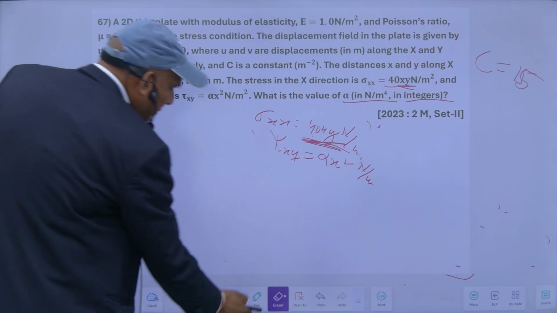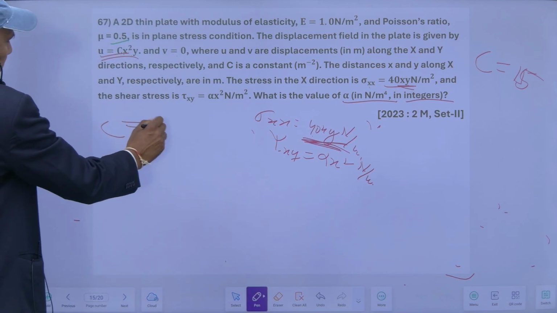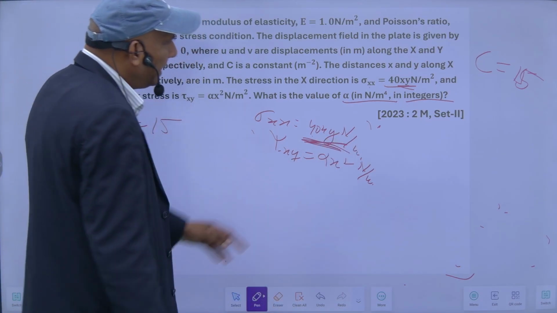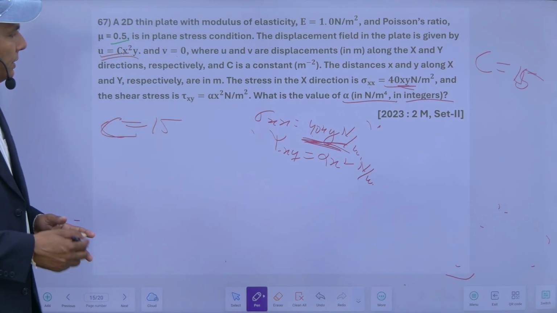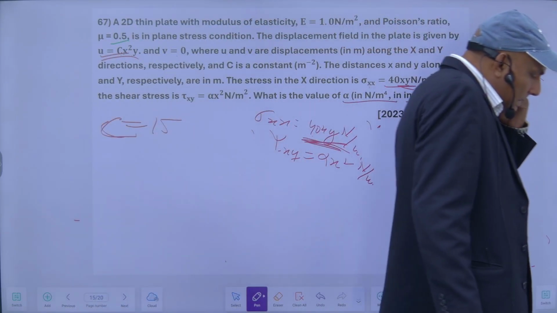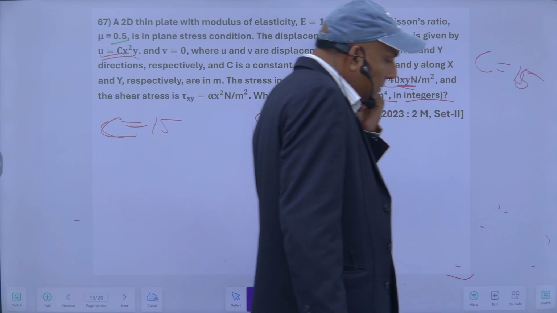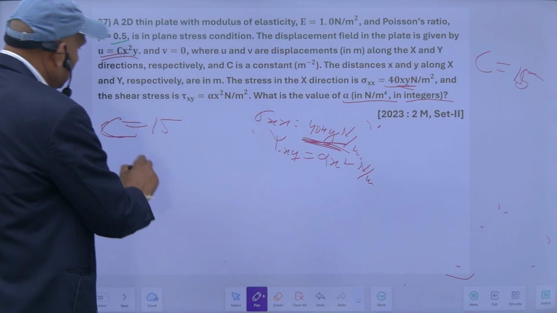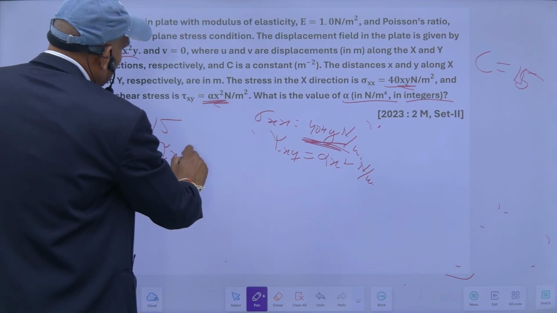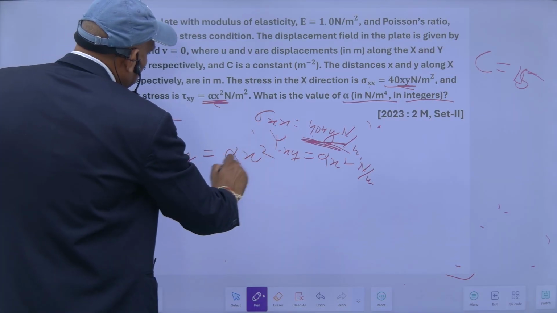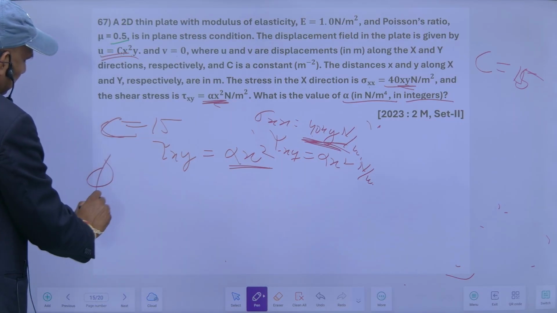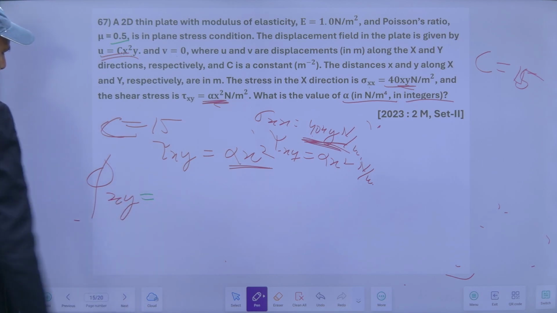So coefficient value c is equal to 15 and sigma x is equal to 40xy Newton per mm square. So this is the value of c. Now shear stress tau xy is equal to alpha x square. So this is alpha x square, and shear strain phi xy is equal to, what is this?